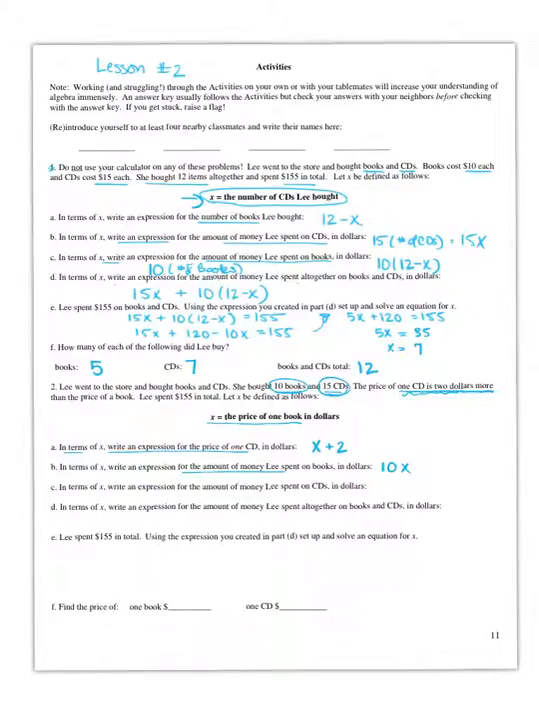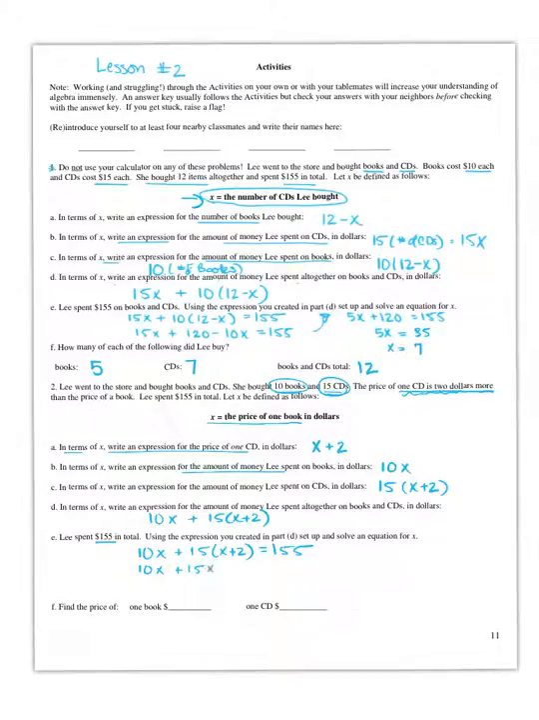Write an expression for the amount of money Lee spent on CDs. She bought 15 CDs and they cost X plus $2. Altogether, Lee spent 10X on books and 15 times X plus 2 on CDs. Again, we can write an equation with $155 being the total amount Lee spent. We're now going to solve this equation for X.